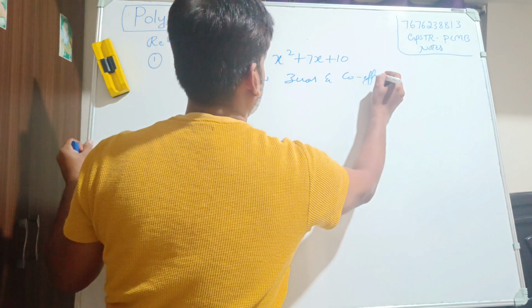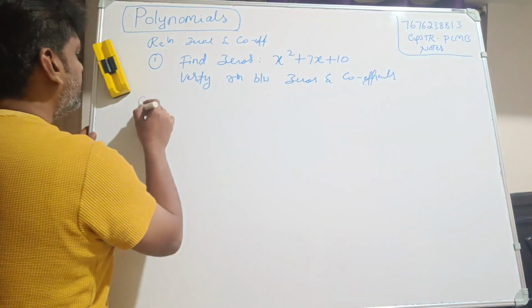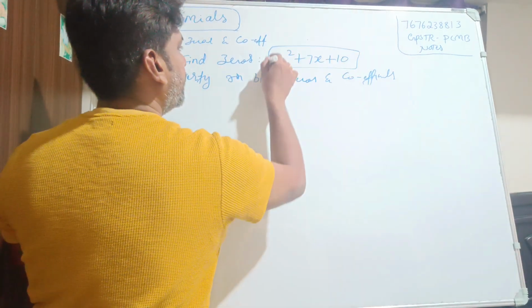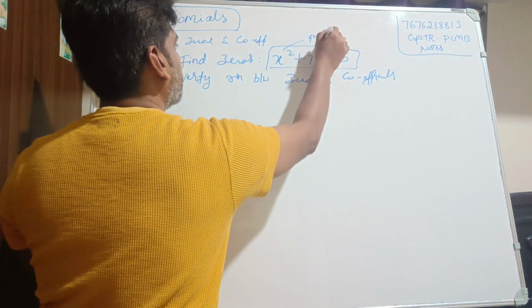So here they have given the problem in two parts, right? We'll see what the solution is. First of all, what type of polynomial is this? It is a quadratic polynomial, because the highest power is 2.